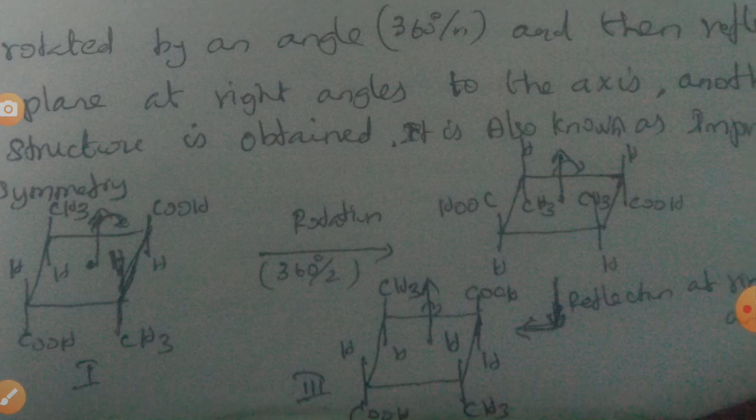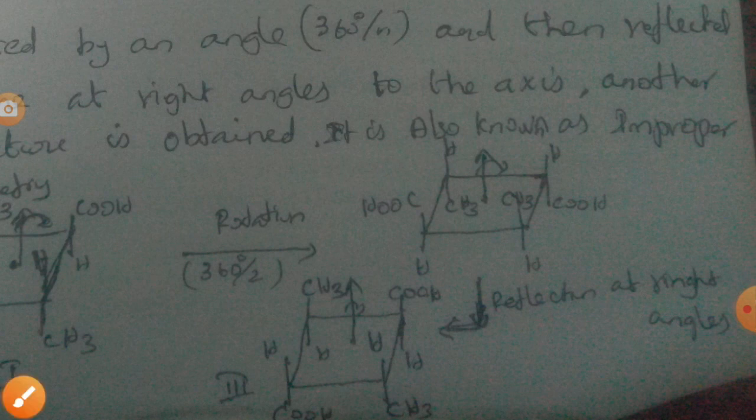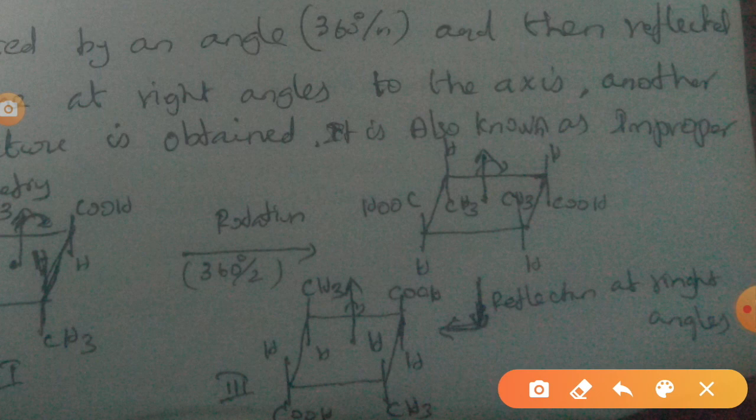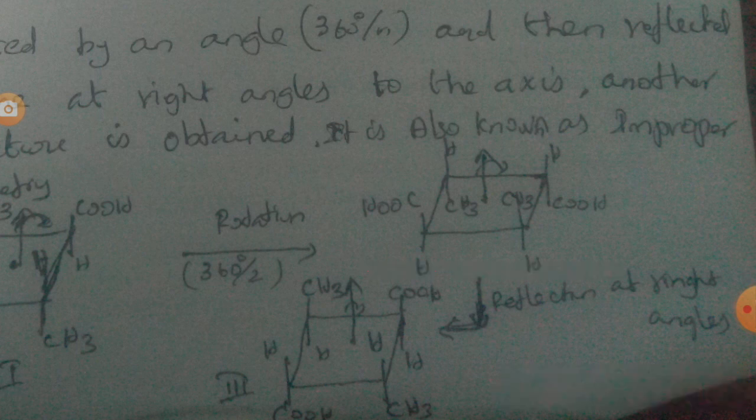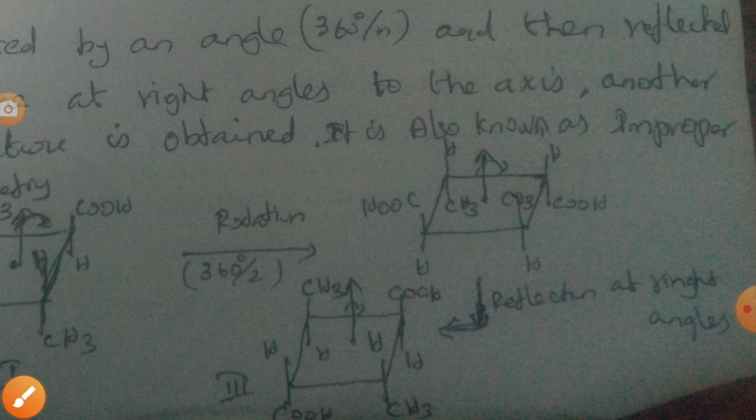Then after rotation, reflection at right angles. Reflection at right angles means in this plane there is a reflection. You can put one plane and reflect, so the upside will appear as the downside, and the downside will appear as the upside. Just like that, this CH3 appears on the upside and the hydrogen appears on the downside. Likewise all the atoms, because it is reflected at right angles to the principal axis. So finally we get the structure.